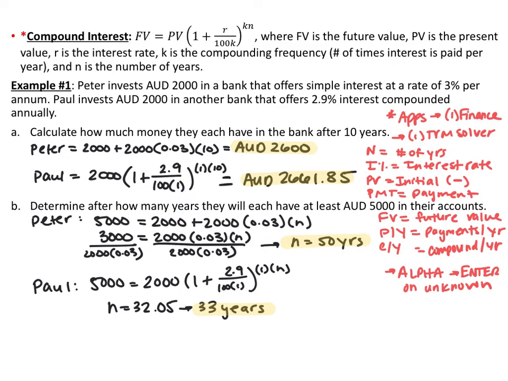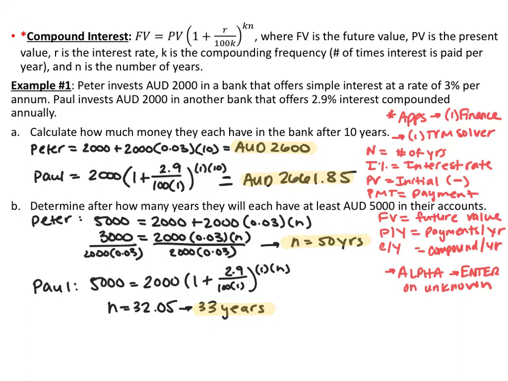Then whichever one you're solving for, you move your cursor to that one and hit alpha enter, which is solve. For this one, you would put PV to be negative 2,000. You would have I be 2.9. The compounding per year would be 1. And the number of years would be 10. Payment, you would just leave as 0. And payments per year, you can just leave as 1. Then you would scroll down to future value and hit alpha enter, and it should tell you the number.